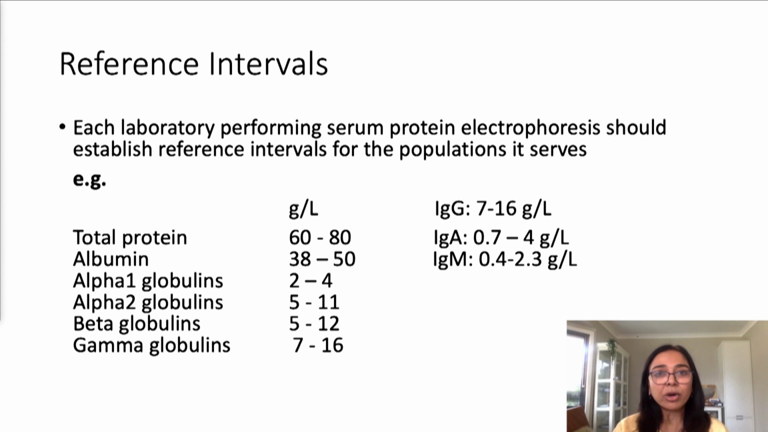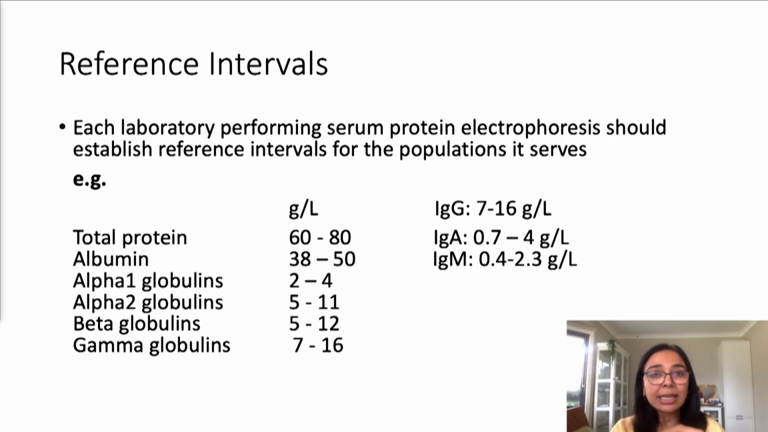Now each laboratory, some of you might have had the experience of having blood tests performed at different laboratories, and you'll find that there's sometimes a bit of variation between laboratories. So each laboratory might use a different method, they might have different instruments. So each laboratory needs to establish its own reference intervals. So I've got the reference intervals here. Gamma globulins tend to be between 7 to 16 grams. And in this patient, you can see that it's obviously quite increased. So maybe it's sitting around 40 grams or so.